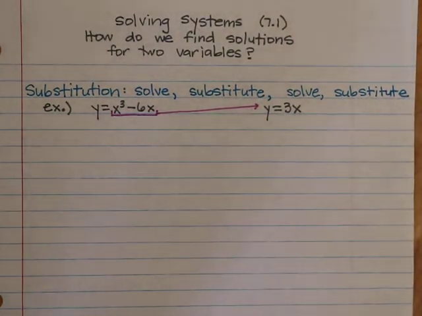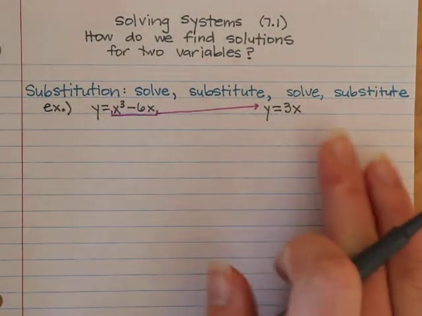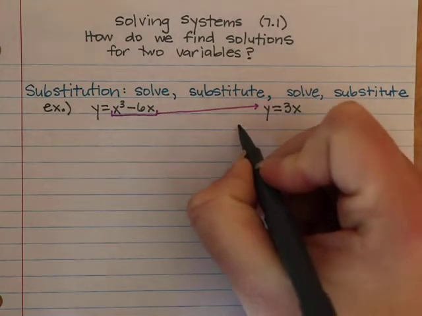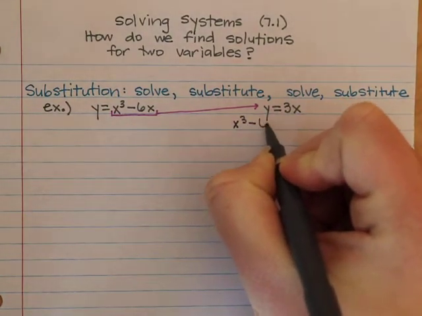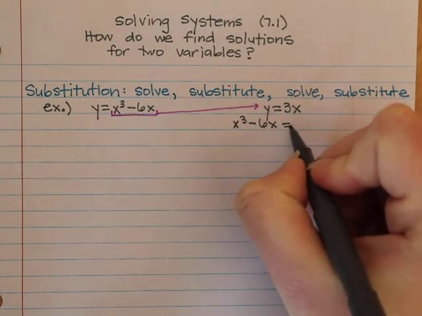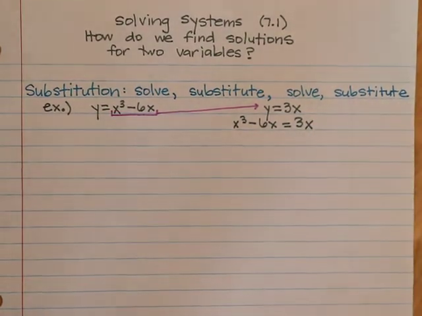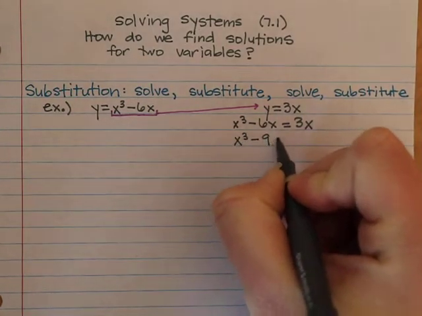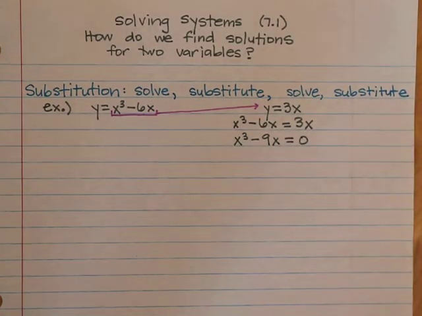Solve for a variable. Well, y was already solved for. Substitute. And then we're going to keep solving. So I'm substituting in. Okay. Now I'm looking at this. I got x's on both sides. Let's bring all of our x's to one side, please. And then I'm going to solve this.